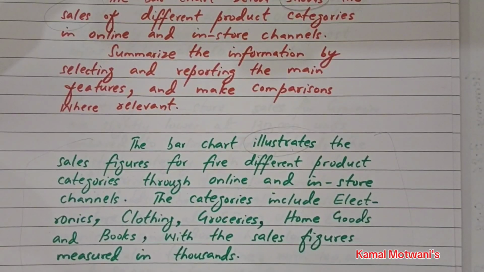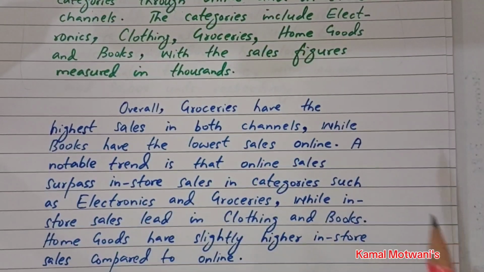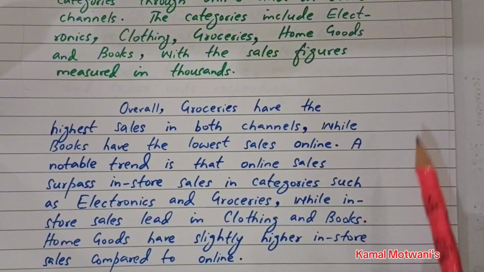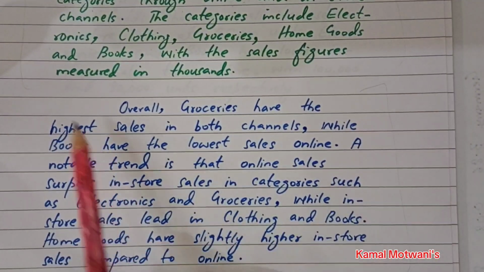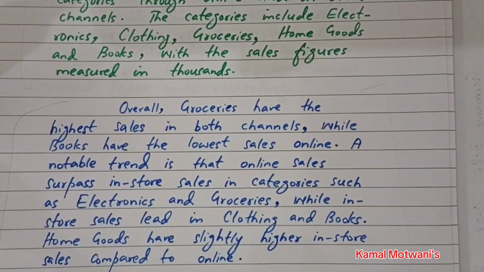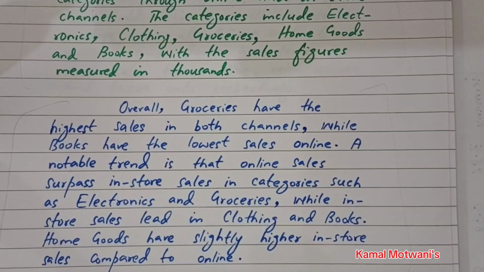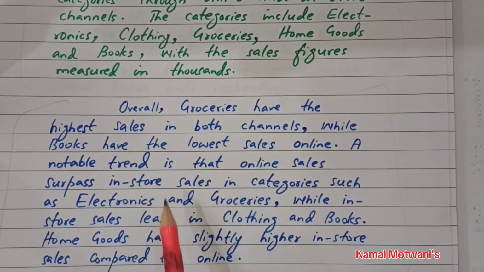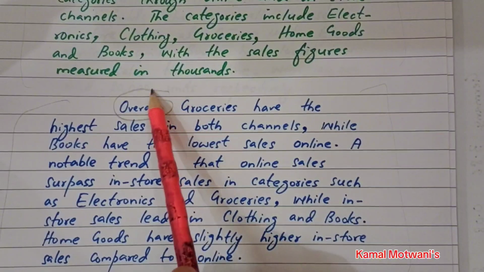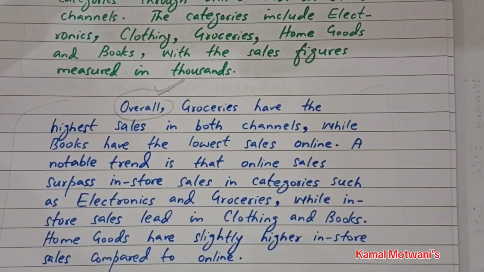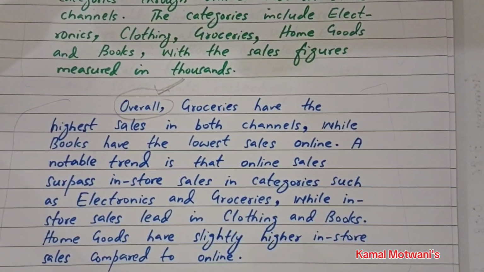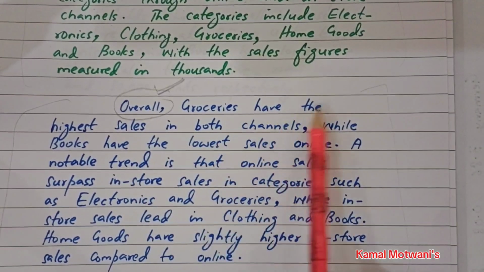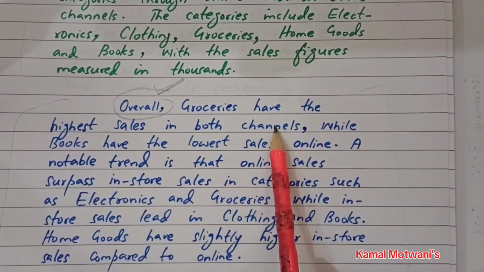Let's see how I have written this. This is the paragraph in the blue ink that is dedicated to the overview, or we can say overall view. Okay, let's read it. This paragraph, we will start with the connector overall. This is very much necessary because it hints the examiner that overview is written in this paragraph. Okay, overall, groceries have the highest sales in both channels.